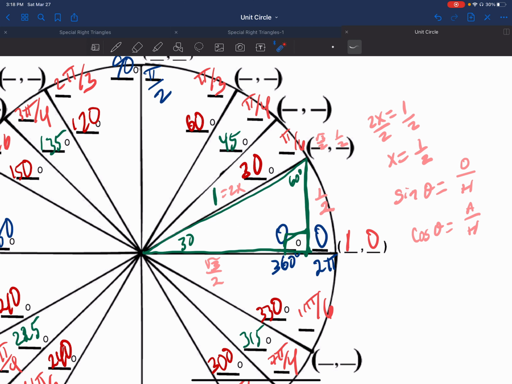So we know that the sine of 30 will be equal to 1/2 divided by 1, which is just 1/2. For the cosine of 30, it will be adjacent over hypotenuse, which will be square root of 3 over 2.